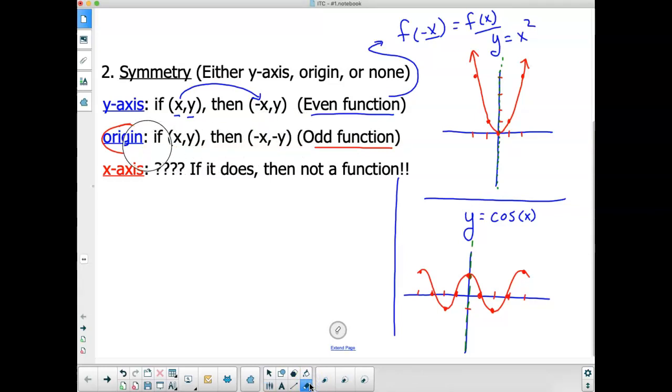But when we had origin symmetry, algebraically, I'll hit the part you hated the most from Alg 2, origin symmetry said, if I put the opposite of x in, I got the opposite of y out. Everything changed, okay? So that was an odd function.